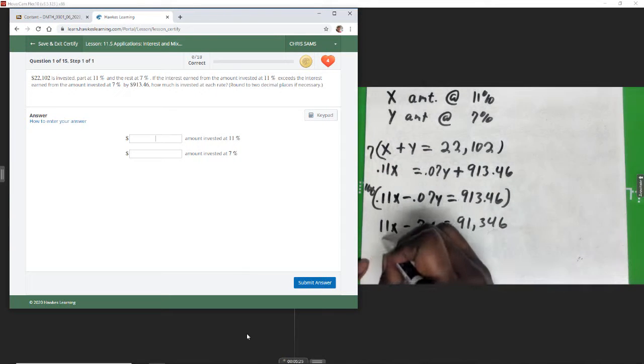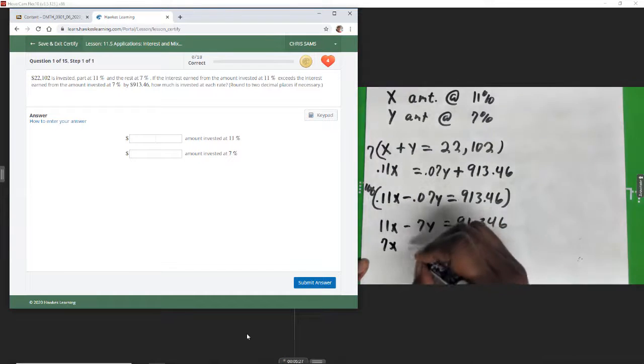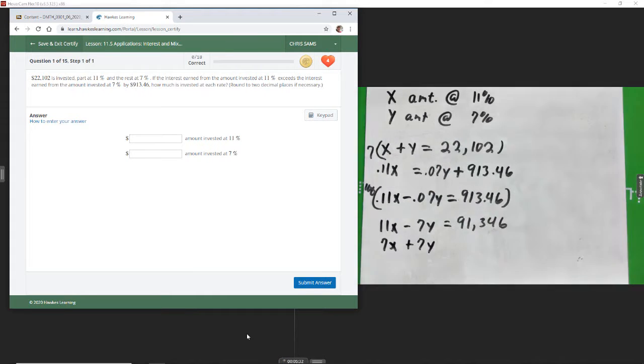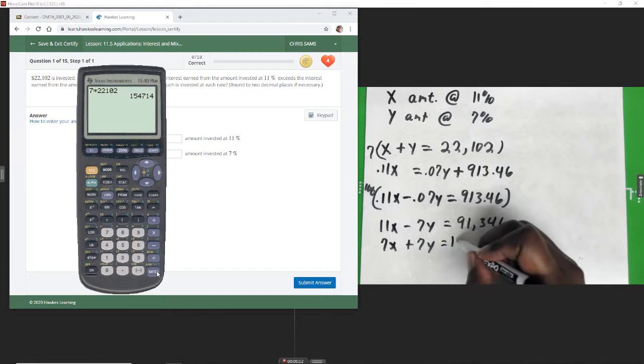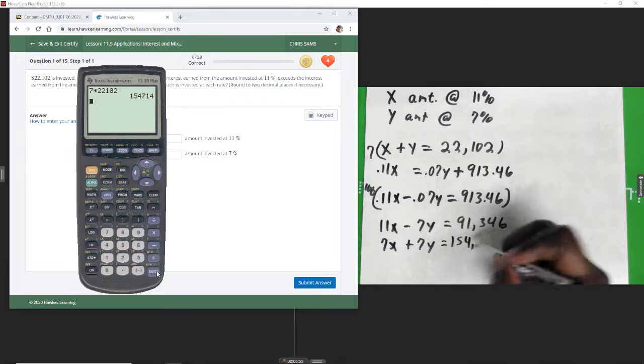All right, this one we're going to multiply by 7, everything. That will give us 7x plus 7y. And then 7 times this number, we'll let the calculator crunch that for us. We're going to do 7 times 22,102, and that gives us 154,714.